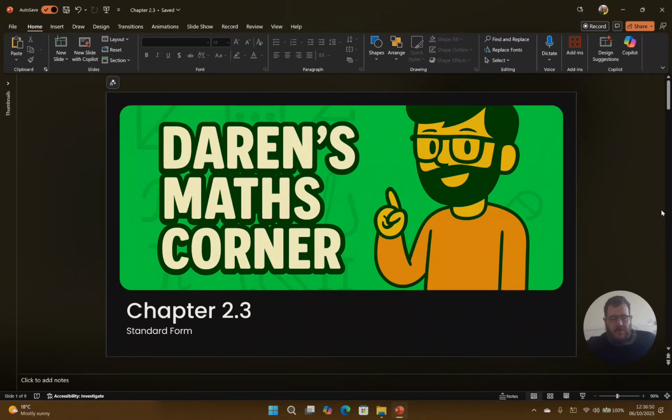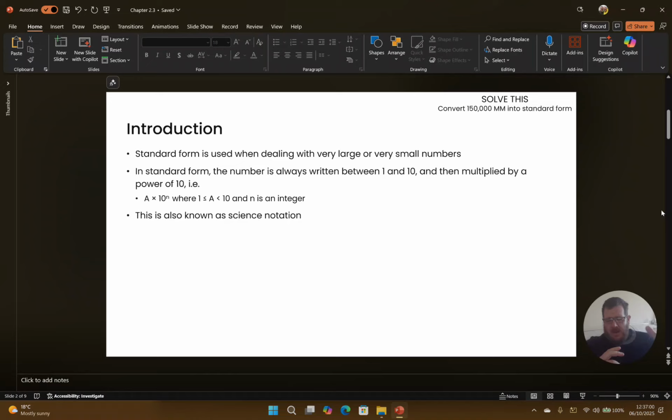Guys, welcome to Darren's Maths Corner, and today we are going to be talking about standard form in numbers. We use standard form when we're dealing with very large or very small numbers that are too big or too small to fit on a calculator.